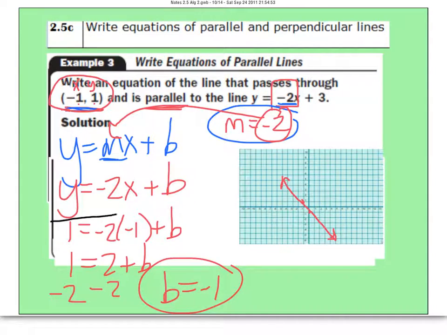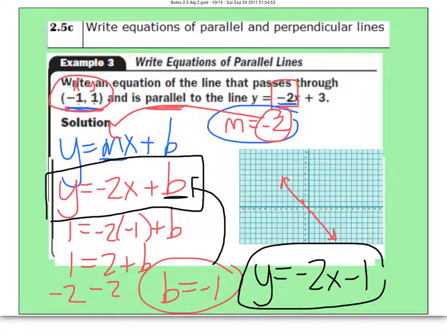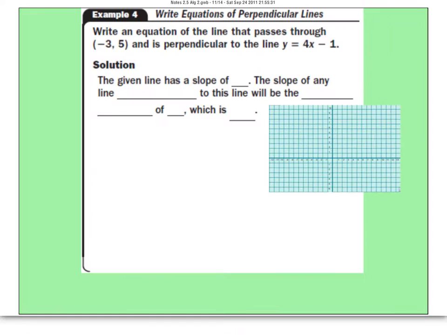So I had this much of the equation done originally. All I needed was the b. So now I finish it off by putting it in there. The final answer: y equals -2x minus 1. Which, if you look at my picture, the y-intercept is pretty darn close. It looks like it's at -1.